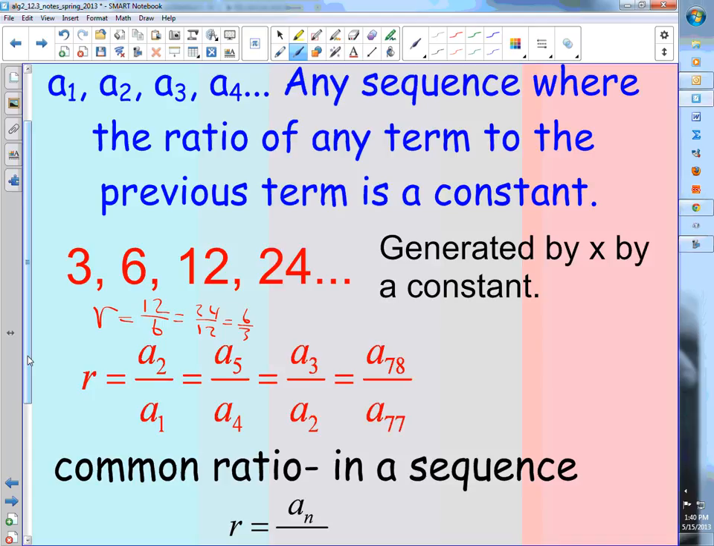Okay. Geometric sequences are harder to work with than arithmetic. Okay, they're a little clunkier, for lack of a better term. But this ratio deal is what's important.